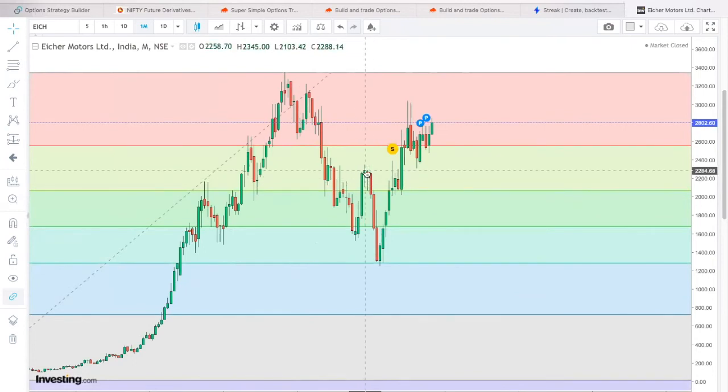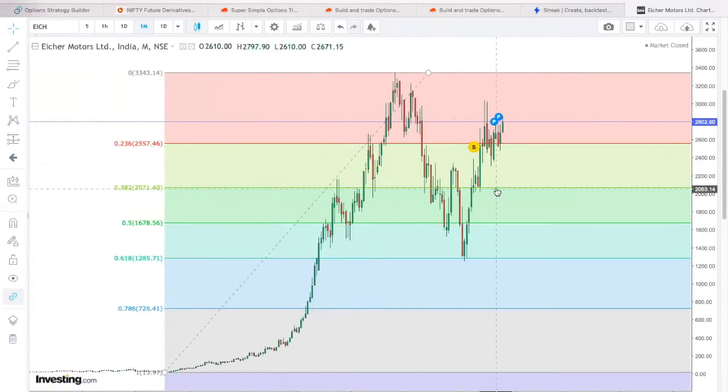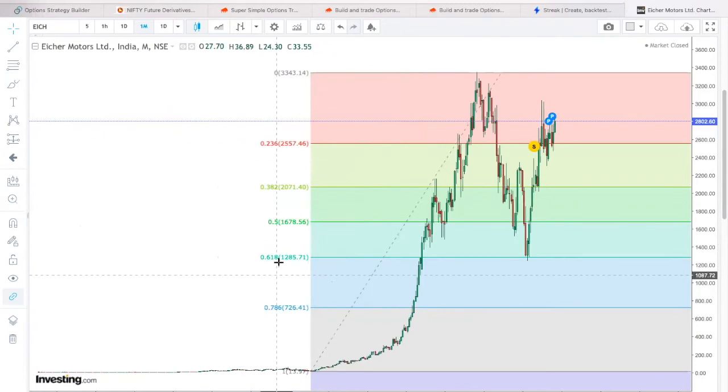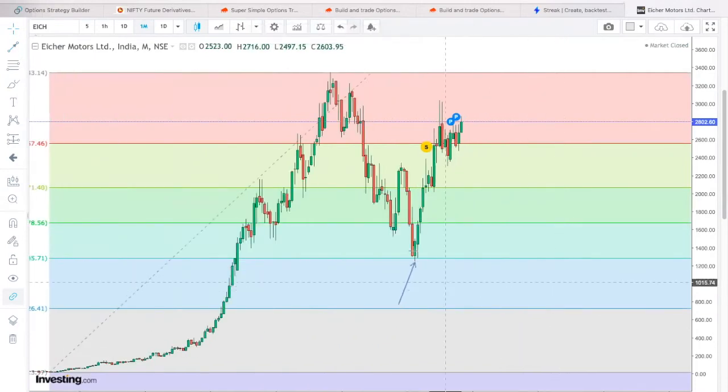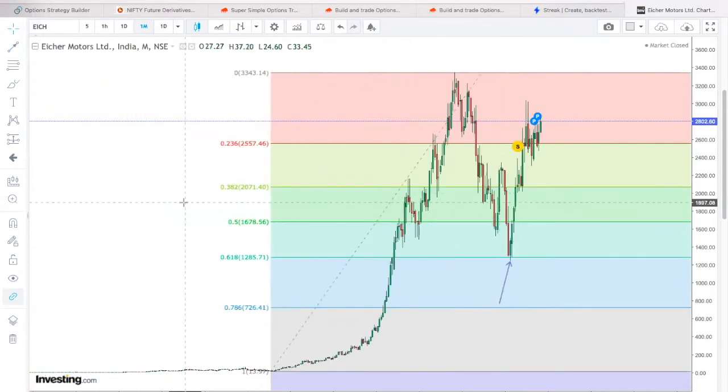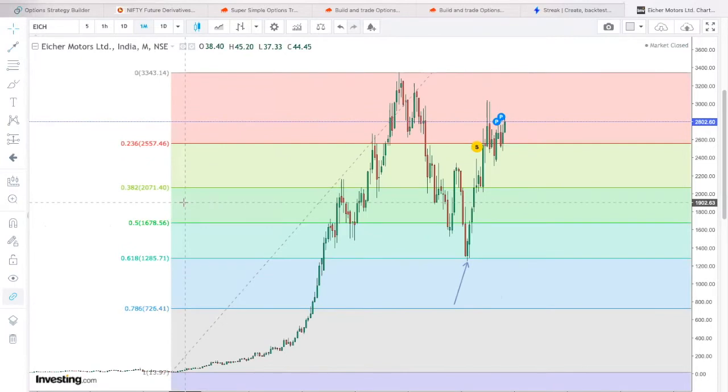It went up to the 0.23 in between. Again reversal happened. It reversed, and it took support near 0.61 golden ratio, which is a very, very powerful golden ratio. It took support there and bounced like a rocket. See the power of 0.61 golden ratio.